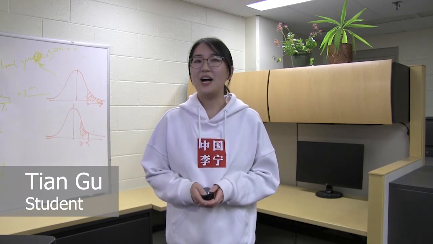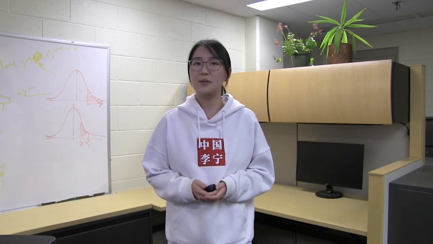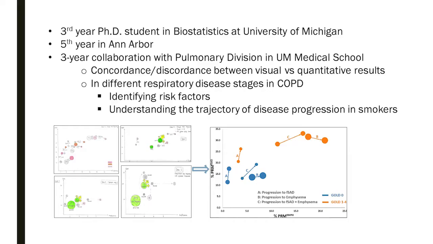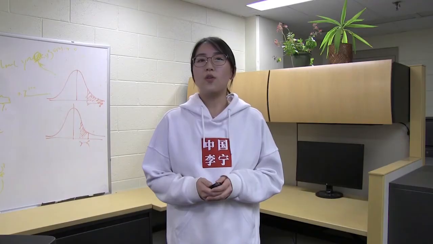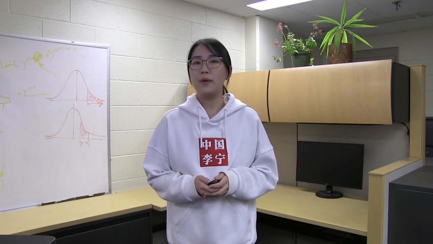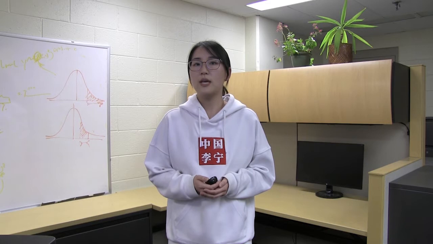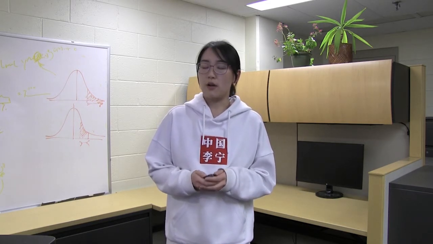This is Tian. I'm a third-year PhD student in biostatistics here at University of Michigan, and this is my fifth year overall here in Ann Arbor because I also finished my 2-year master's here in our department. So there's two parts of my research. One is my graduate student research assistant work, and the other is my dissertation. So I will start with my GSRA.